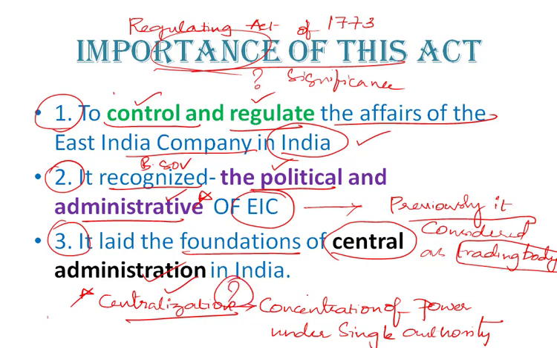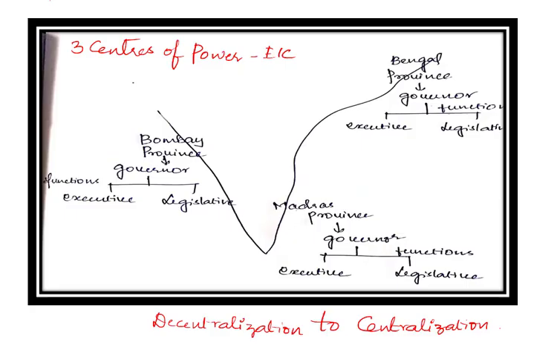Then you will get a doubt, what is this centralization? Centralization means the concentration of power under a single authority. So, this centralization was done through this act. Before entering into the features of this act, we need to know what happened before the Act of 1773. Before the Act of 1773, there were three centers of power in the East India Company's rule of India. One center is at Bengal, the other is Bombay, and the last is Madras.